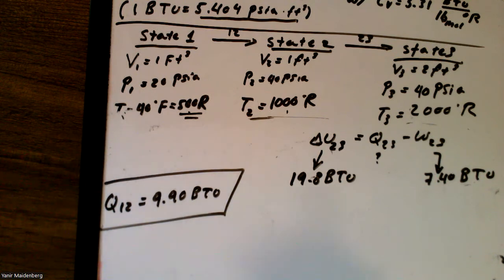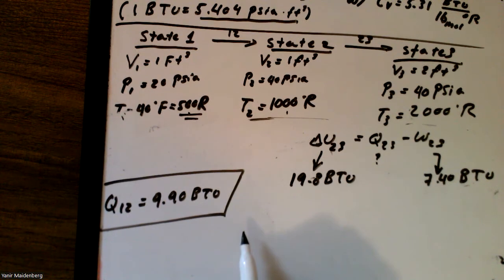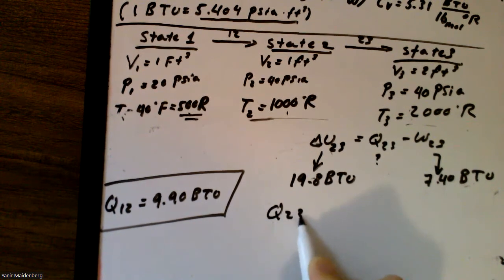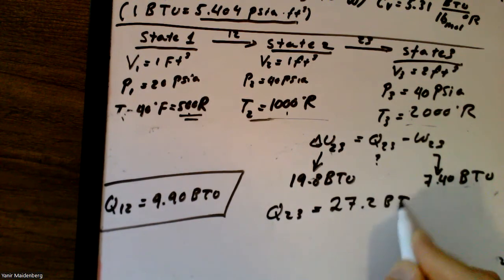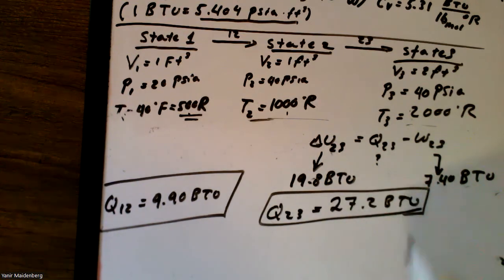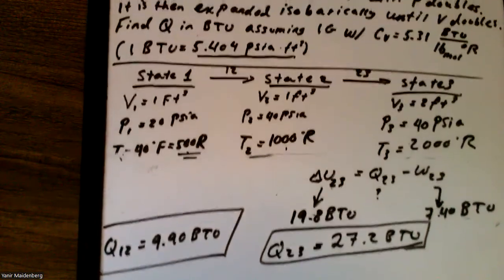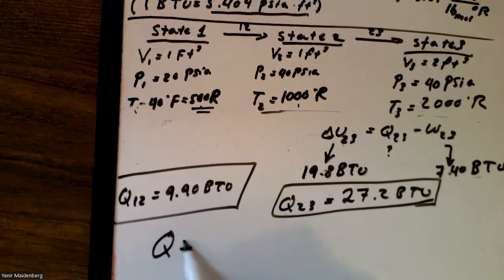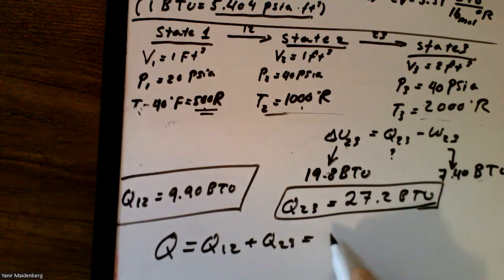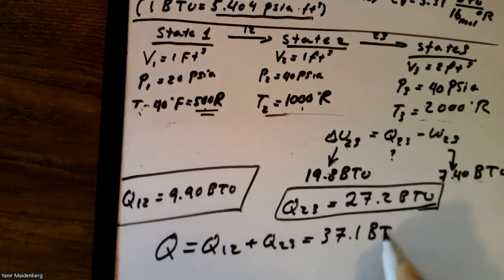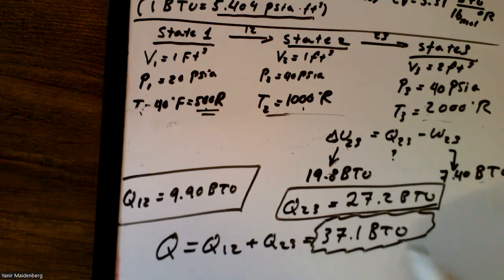BTU. And so I can find that my Q 2-3 is 27.2 BTU. Okay. And then I'm not asked for Q 2-3. I'm not asked for Q 1-2. I'm asked for the Q in general. So my Q for my entire system from both processes, that's going to be Q 1-2 plus Q 2-3. And so the final answer is 37.1 BTU. That's the amount of heat that is being absorbed by both of these processes.